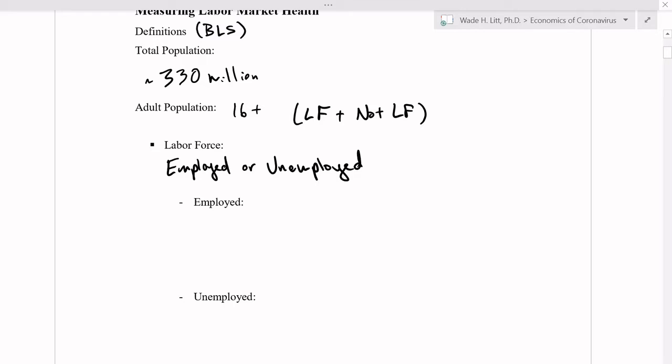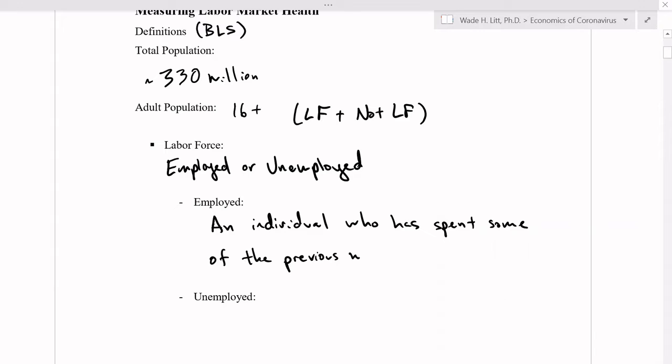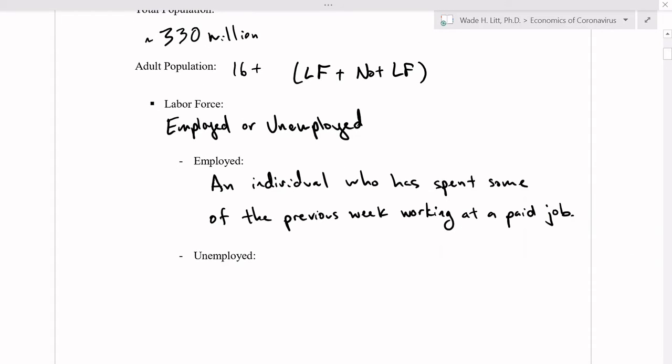Talking about who's employed, this is where it starts to get a little bit more technical. This is an individual who has spent some of the previous week working at a paid job. Okay, this could be full-time, part-time. As long as they're getting paid, they're considered employed.